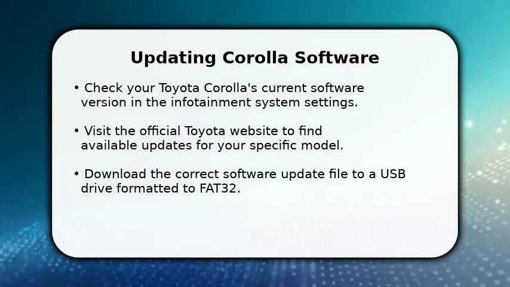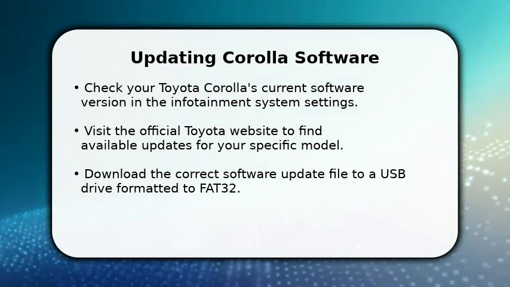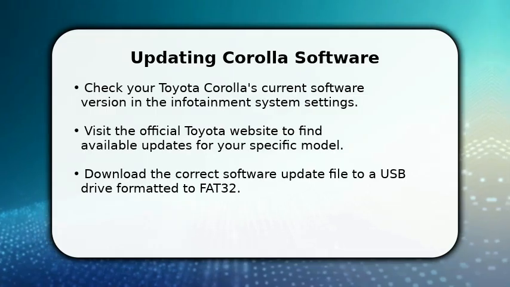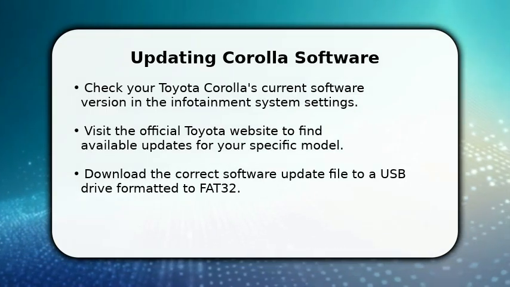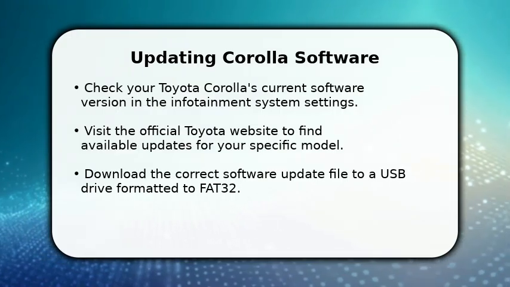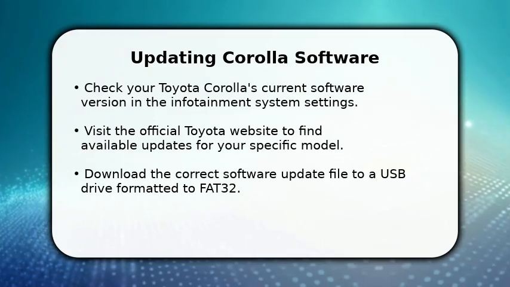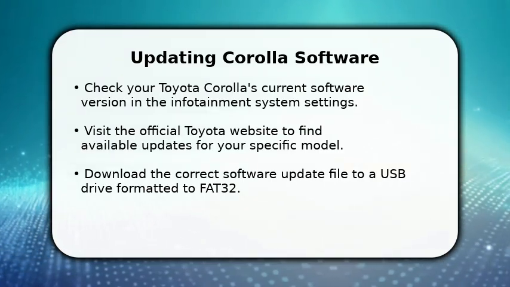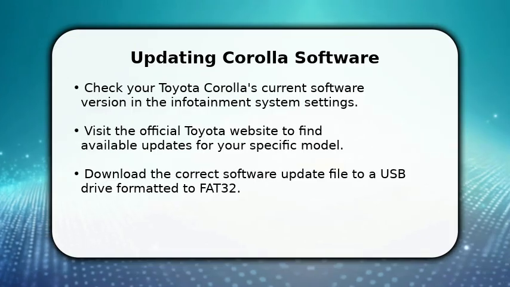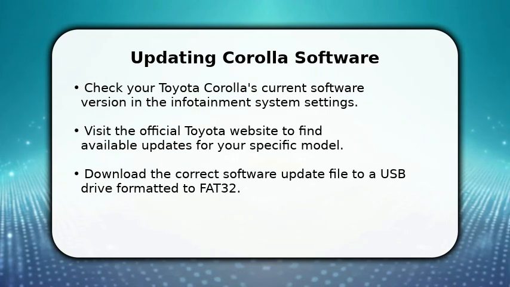In this video, I will explain how to update Toyota Corolla software. First, access your car's infotainment system settings to identify the current software version. Next, navigate to the official Toyota website and locate the appropriate update file for your Corolla model. Ensure you download the correct version. Finally, transfer this downloaded file onto a USB drive, making sure it is formatted to FAT32 for compatibility.